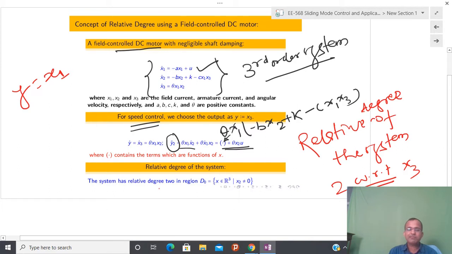Now suppose you are selecting output y equal to x1, then what is the relative degree? Anyone? So 1, that is just 1. Okay. So basically now relative degree is depending on the choice of the output, that is no longer the property of the system.